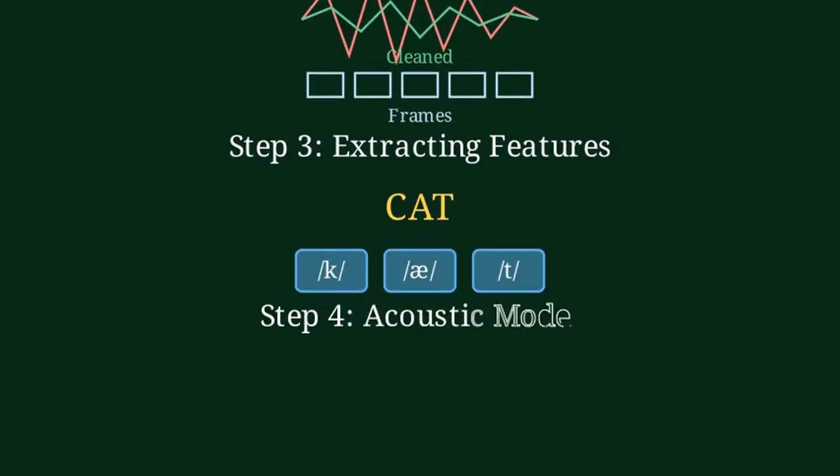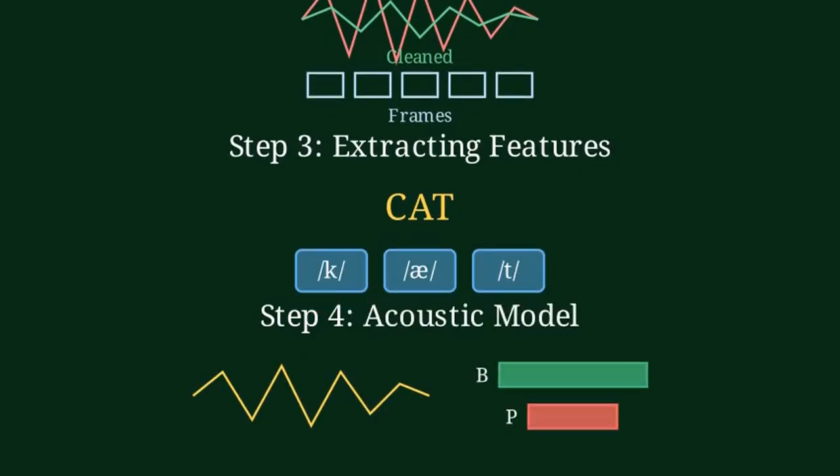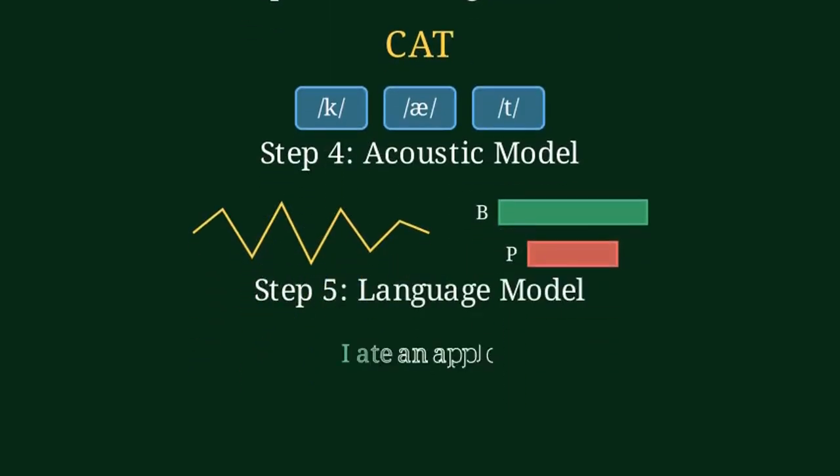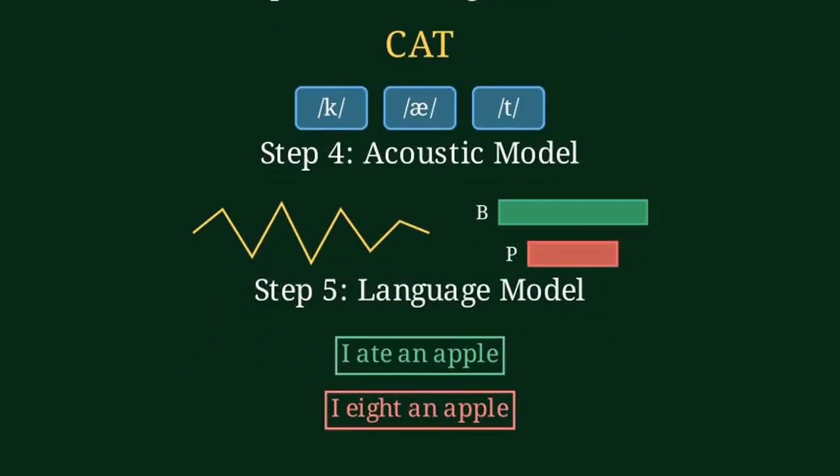Step 4 is the acoustic model. It estimates the probability that a sound matches a phoneme, for example, deciding between the sounds "but" and "poo". Step 5 is the language model. It uses context to choose the correct word when two words sound the same. For example, in the sentence, "I ate an apple," the word "ate" makes sense, but the word "eight" does not.